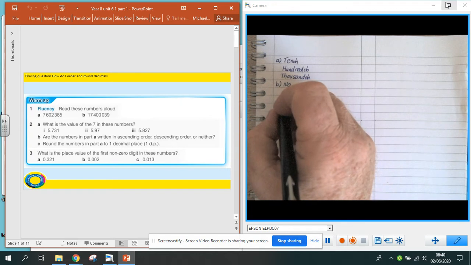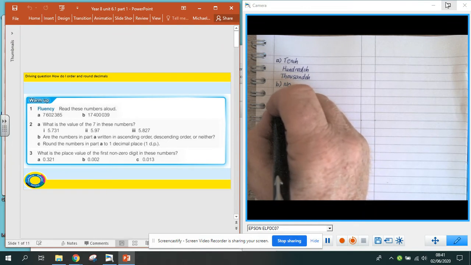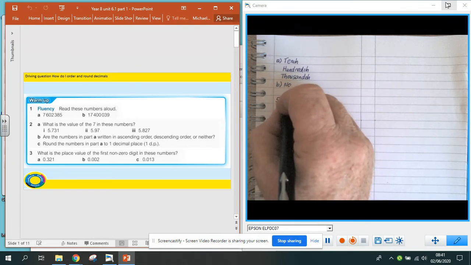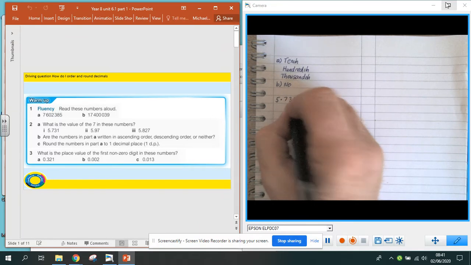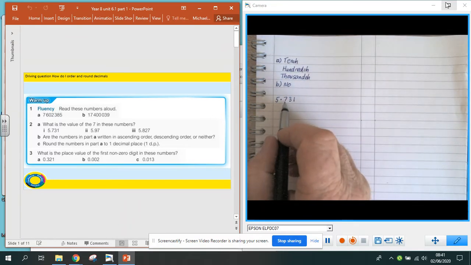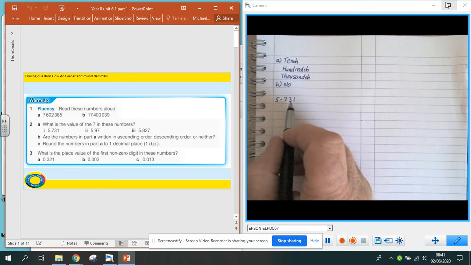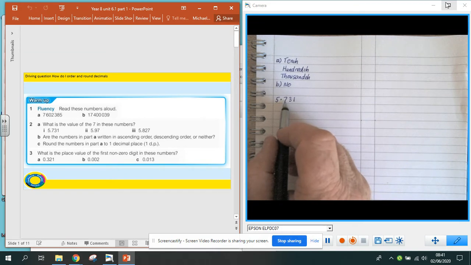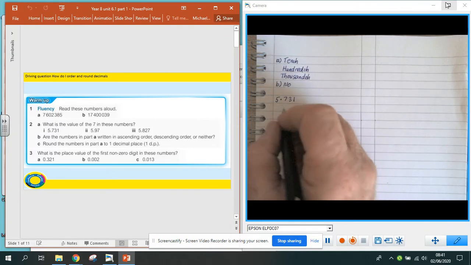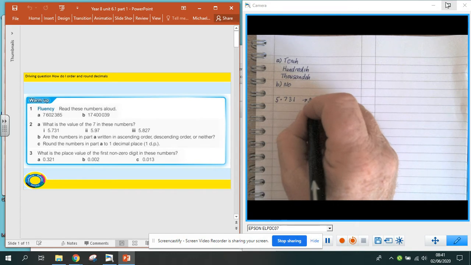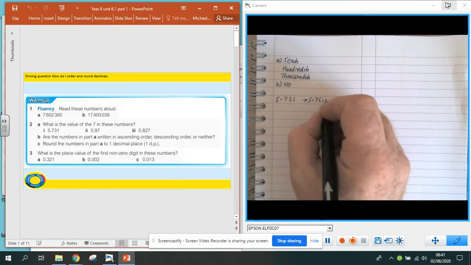And C, round the numbers in part A to 1 decimal place. Well, I'm going to write this one out in full, because rounding obviously is something that's really important. So for my first number, I had 5.731. If I round it to 1 decimal place, I'm rounding it to the first number after the decimal point, which is a 7. The next number is a 3. That means that I'm trying to now decide, is this number closer to 5.7 or 5.8? Well, 3 is less than 5, so we round down. So that number becomes 5.7 to 1 decimal place.